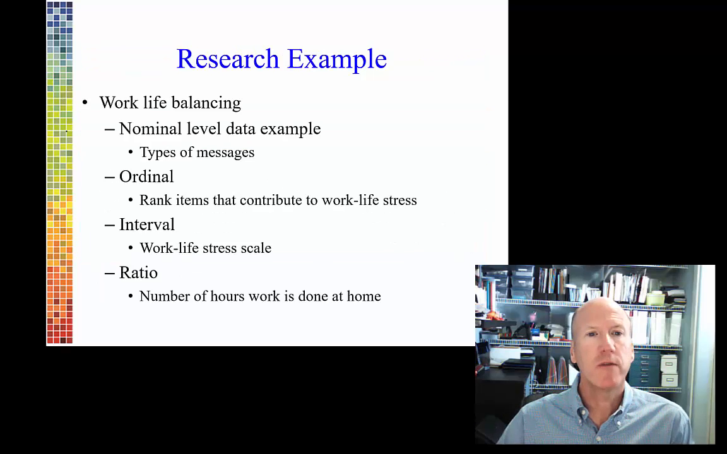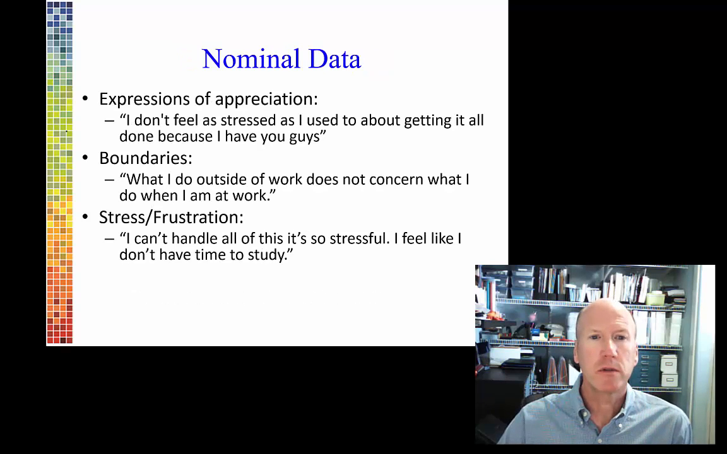So now let me give you an example from my research of the different levels of measurement that I might employ, again in the work-life balancing example. So nominal level of data could be the types of messages that people send. So one of the things that we did in our study was we were asking participants, what messages do you remember sending about the ways that you balance your work and family life? So these are some examples.